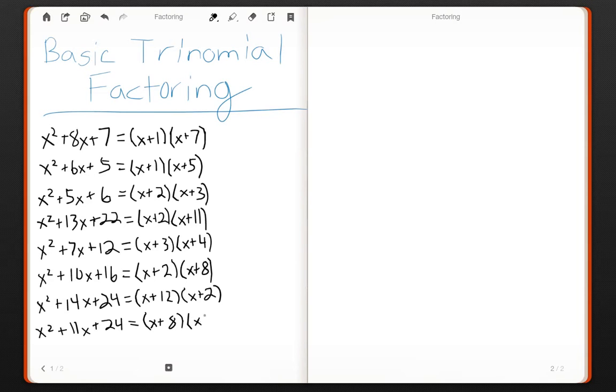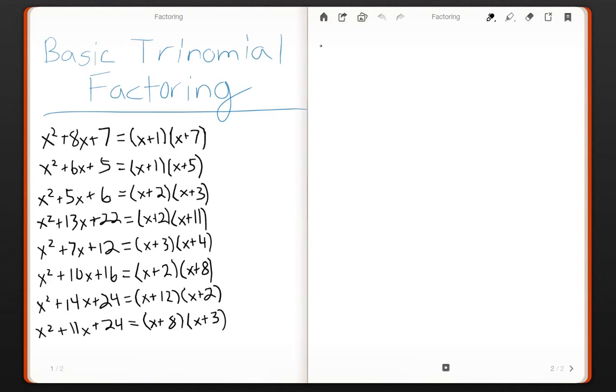So what we see here with these two examples is that each one has different pairs of numbers that multiply to 24. But because the number in front of x is different, because they need to add to different numbers, we end up with a different result.